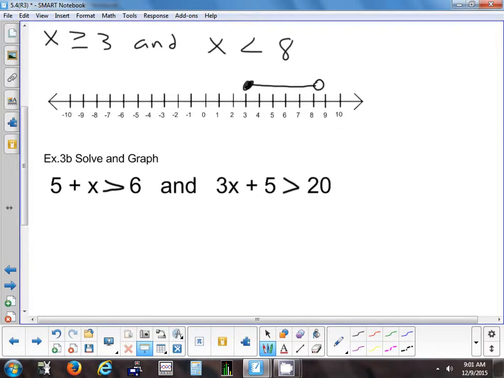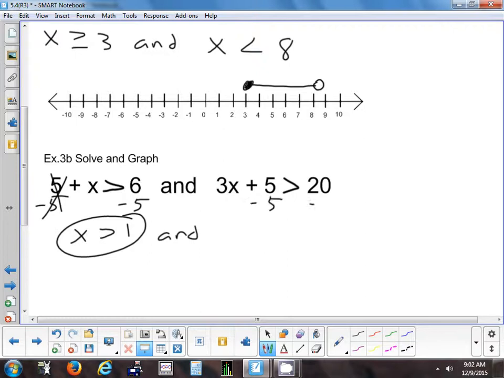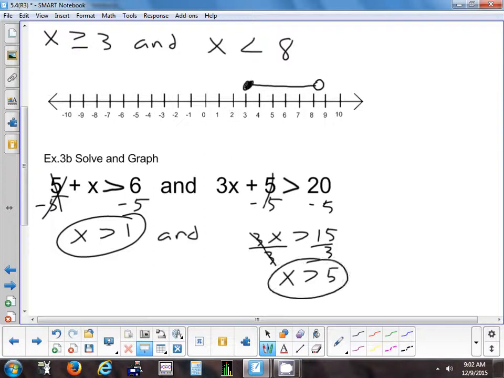All right, so 3b, before we can graph it, we've got to get x by itself. Gage, what's my only step here to get x by itself? Subtract 5. Good. So subtract 5. Yep, we get x is greater than 1. And now this one we have 2 steps. Subtract 5 from 20, which gives you 15. Divided by 3. You're so smart. Now because I divided by 3, should I flip it? No, good. And you said x was greater than, what did you say, Gage? 5. Yeah, 5.